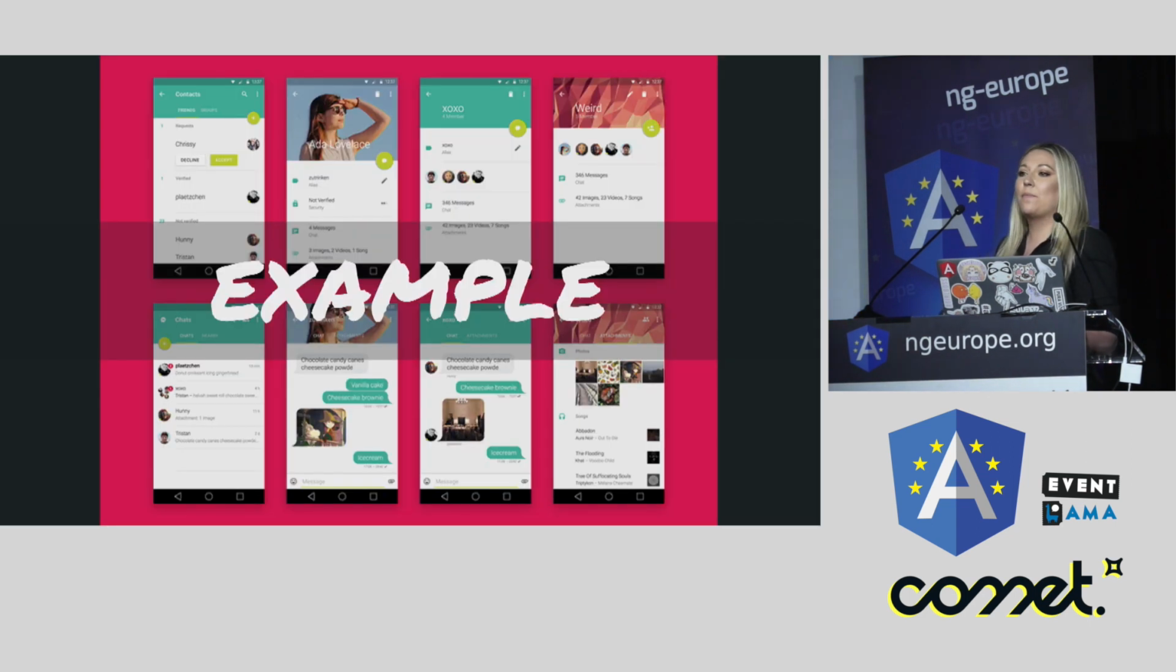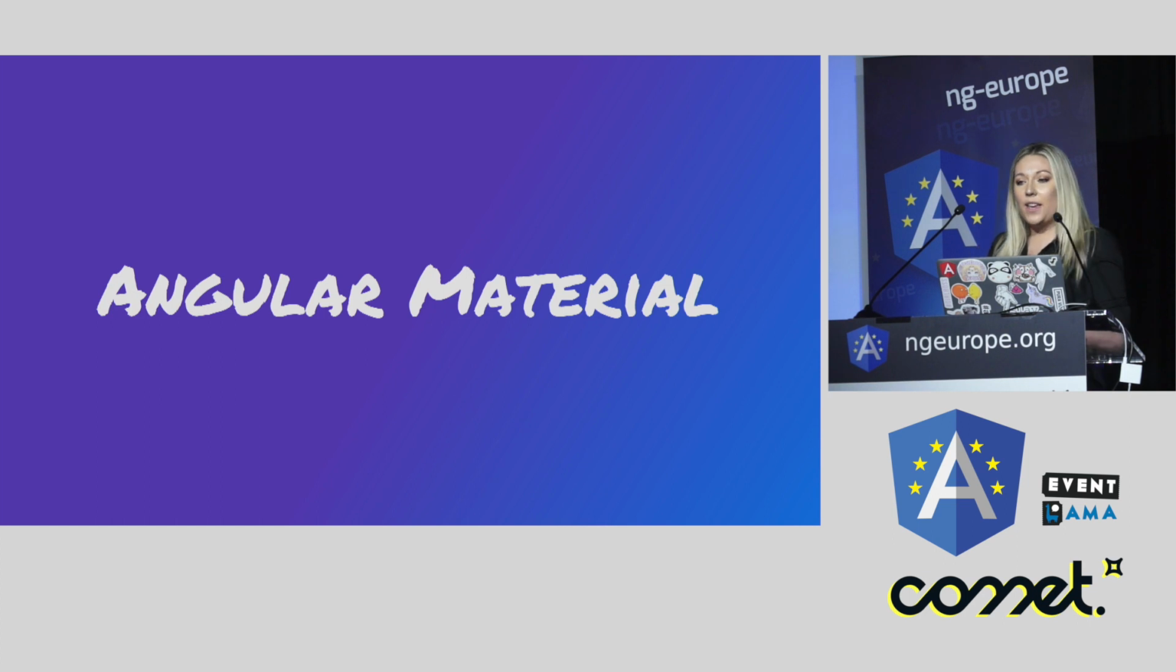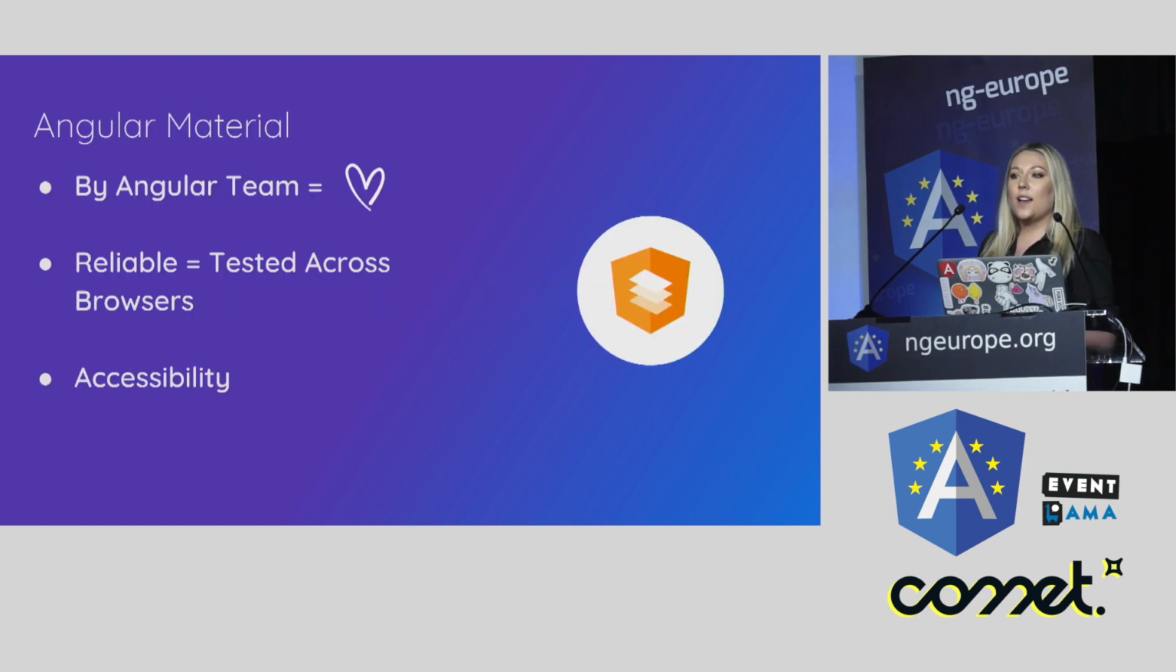So this is kind of an example of what it would look like in real life. I'm sure you've seen an Angular Material application. You can see that the iconography is very consistent, similar. There's buttons, there's a toolbar, the fonts, et cetera. You've seen it.